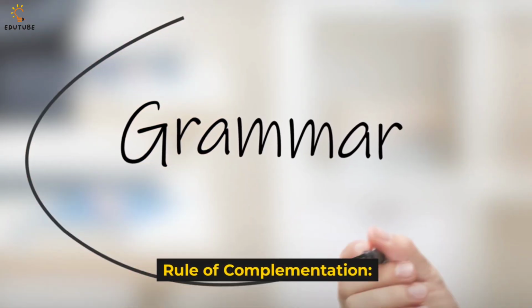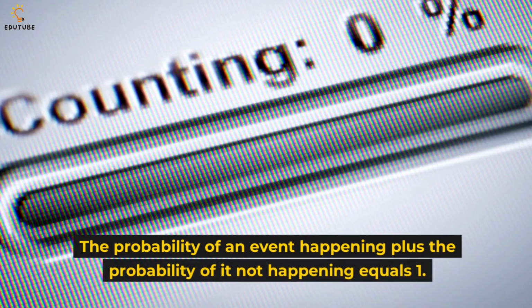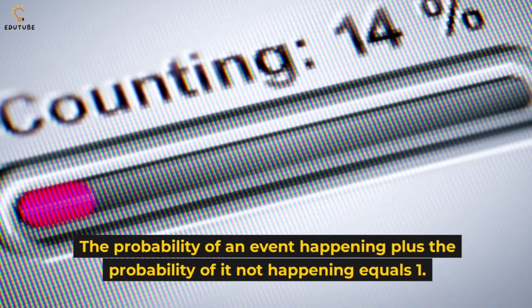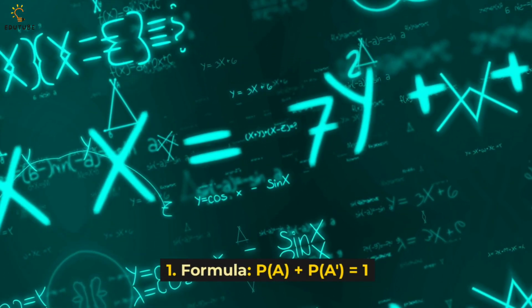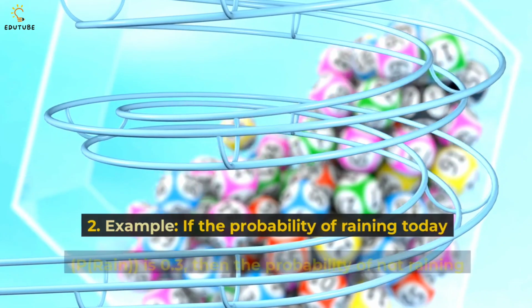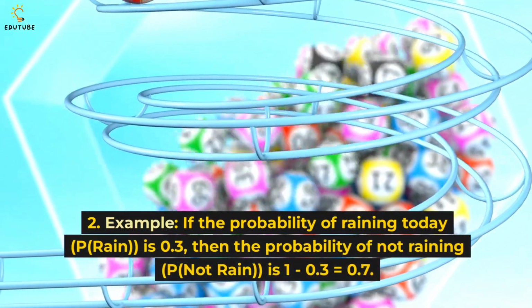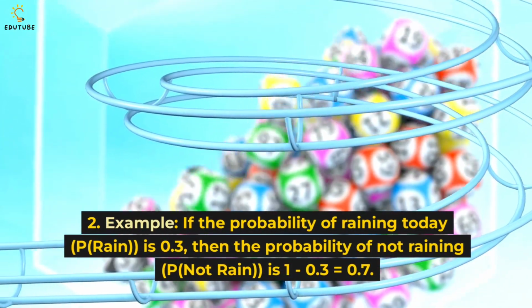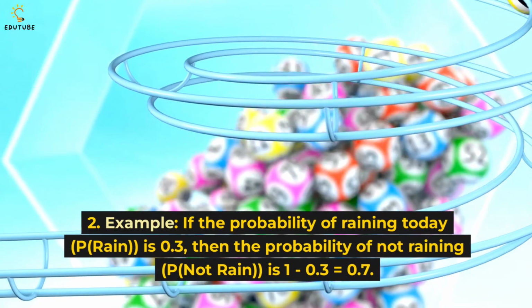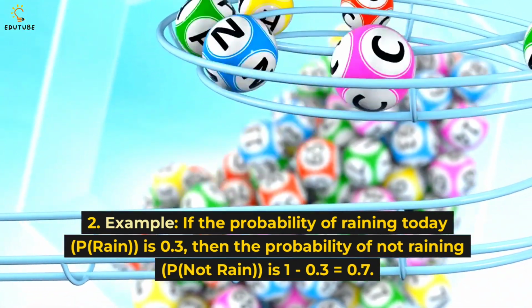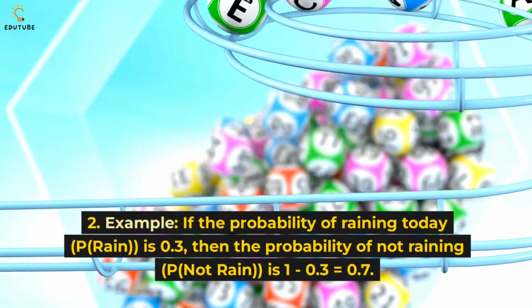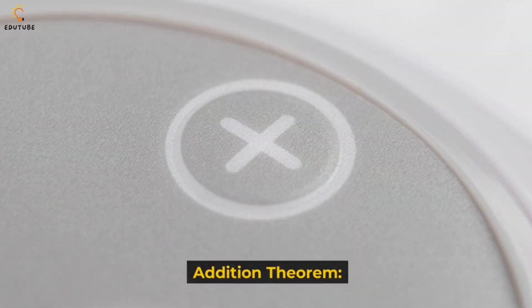Rule of complementation: the probability of an event happening plus the probability of it not happening equals 1. Formula: P(A) + P(not A) = 1. Example: if the probability of raining today, P(rain), is 0.3, then the probability of not raining, P(not rain), is 1 - 0.3 = 0.7.